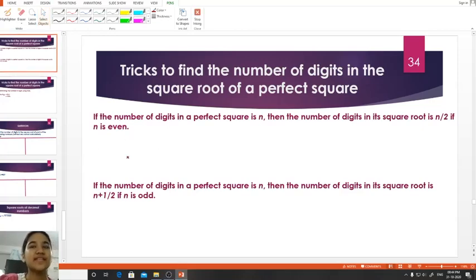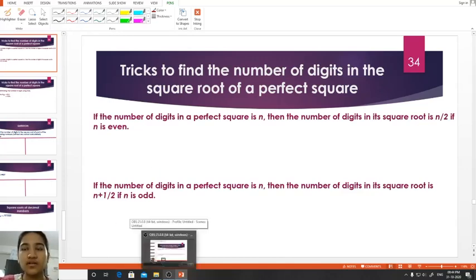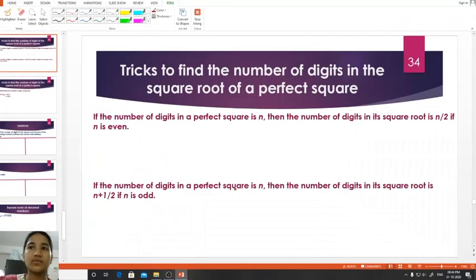So in our previous session we had solved a few sums related to our long division method. Now we'll be going with our new topic, that is the tricks to find the number of digits in the square root of a perfect square.